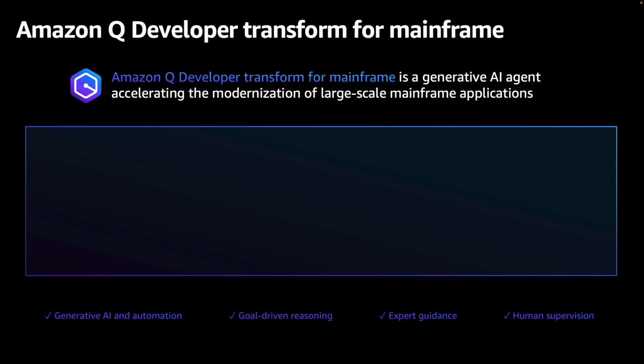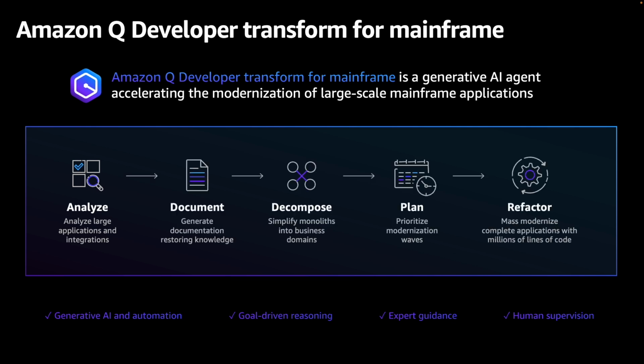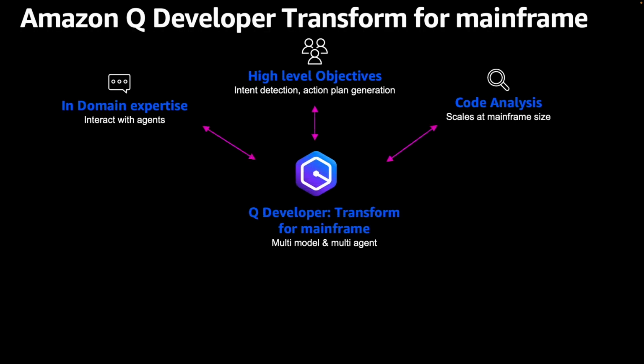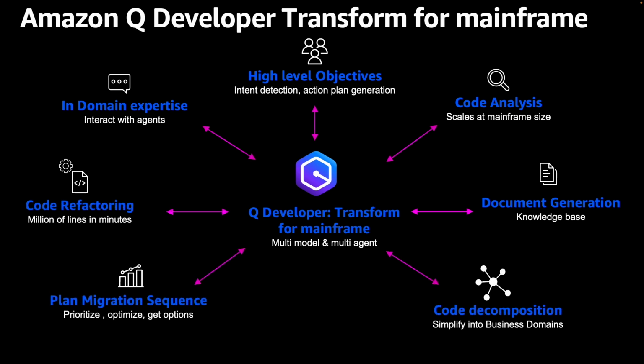Q Developer provides an autonomous, objective-driven approach to application modernization, allowing you to define high-level goals and have Q Developer orchestrate the necessary tools and human actions to analyze, document, decompose, plan, and refactor mainframe applications. Q Developer is able to analyze code, generate documentation, decompose code, provide plan migration sequences, and refactor code. Depending on your objective, Q Developer can conduct one or multiple of these modernization tasks.